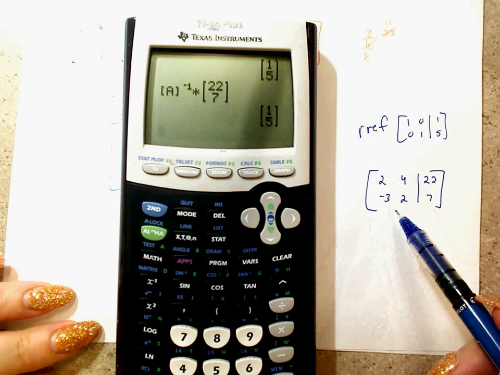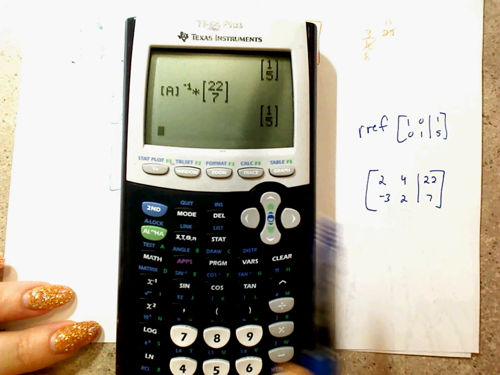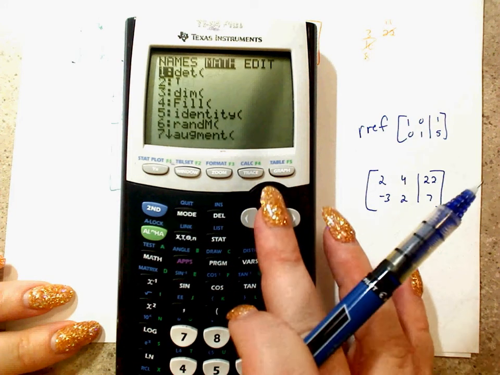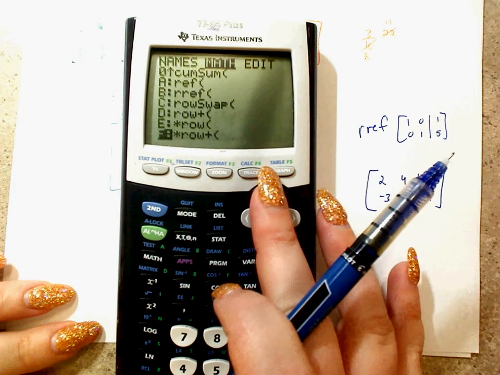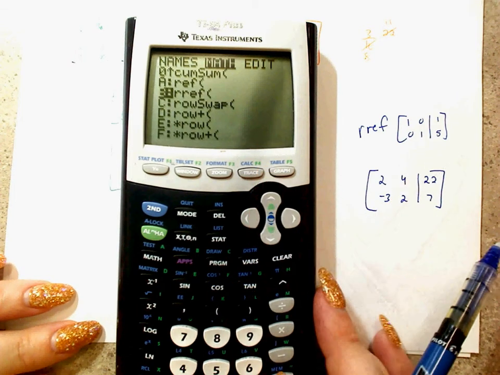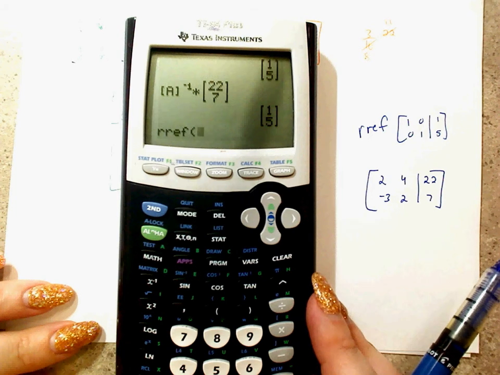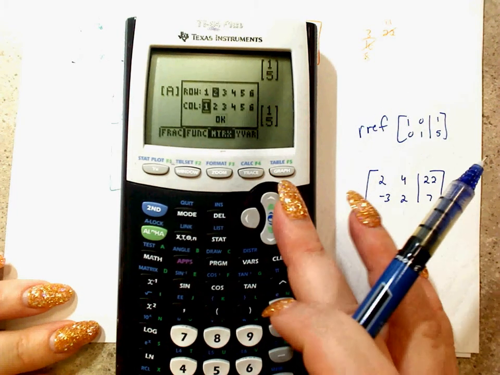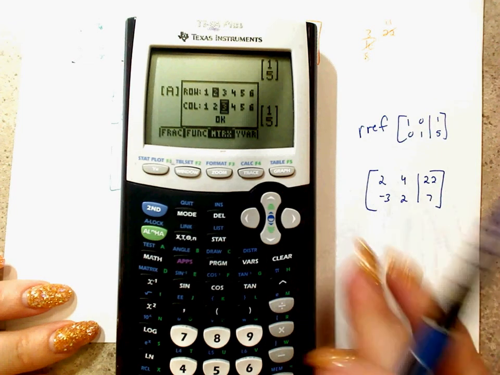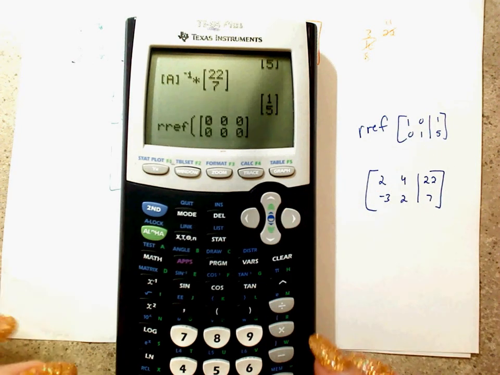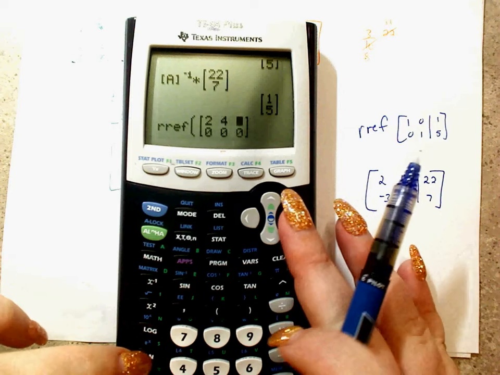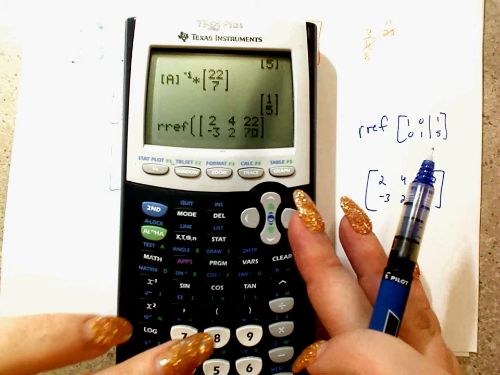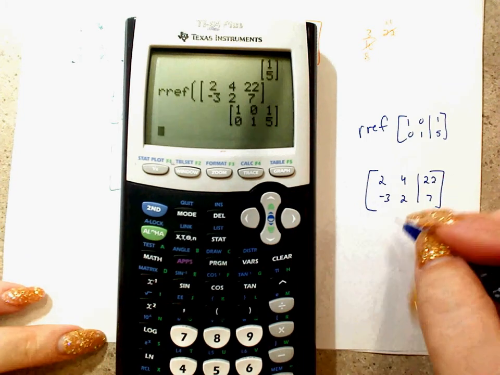So I'm going to go to second matrix. I'm going to go over to math, and up or down, doesn't really matter, but up is faster. Row reduced echelon form. Okay, so I'm going to do that, and then I'm going to do alpha zoom. This is a 2 by 3, 2 rows, 3 columns. Press OK, and then 2, 4, 22. Keep pressing to the right. Negative 3, 2, 7. Press enter, and you see how you get 1, 0, 0, 1.